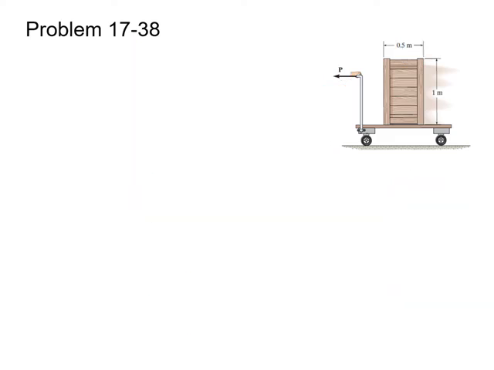We have to find the value of P that can be applied to the cart without causing the crate to slip or tip on the cart. In the statement of the problem, nothing is given about the friction between the cart and the ground. So we can assume that the normal force acting on the two wheels of the cart is, let us say, NA. We call this point A, wheel A, and this wheel is B, and this will be NB.